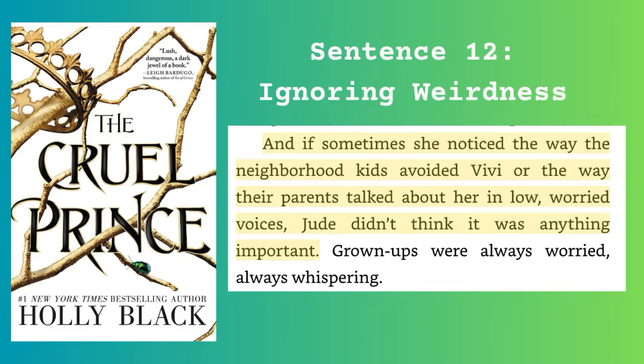Sentence 12. And if sometimes she noticed the way the neighborhood kids avoided Vivi, or the way their parents talked about her in low, worried voices, Jude didn't think it was anything important. So now we're planting another question in the reader's mind. We're wondering, why are the parents worried about her? We're going to find out.